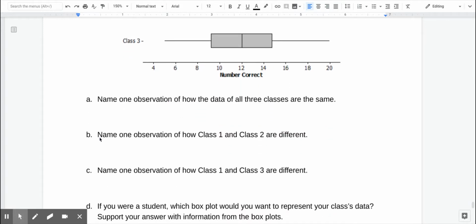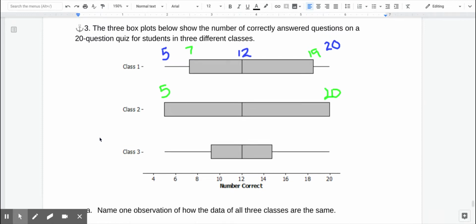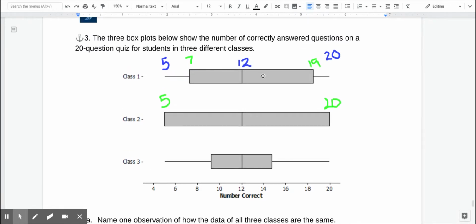How class 1 and class 3 are different. Let's see, class 1, they both have the same minimum and maximum and median, but class 3 has as its lower quartile, or Q1, 9, and as its upper quartile, or Q3, 15. So half of the people got between 9 and 15. They're definitely more clustered together here than they are. They're more spread out in class 1.